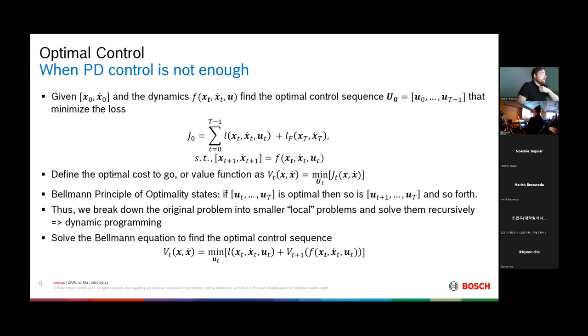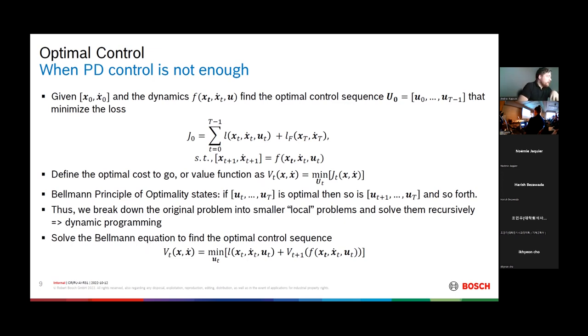The optimal control way to solve the problem is to first define the optimal cost-to-go function, or the value function, which is defined as follows. Due to the Bellman principle of optimality, we know that if we have the optimal control sequence from time step t, then so do we have the optimal control sequence from t plus one, and so forth. This will lead to a dynamic programming solution in the discrete case. In general, it decomposes the whole optimization problem into local subproblems at every time step. We just have to solve these local subproblems, and then we consequently solve the whole optimal control problem.